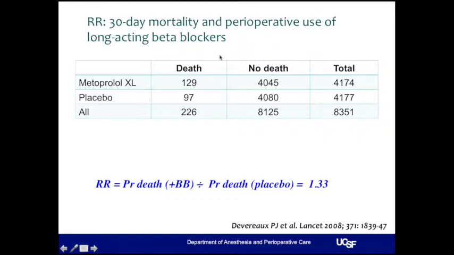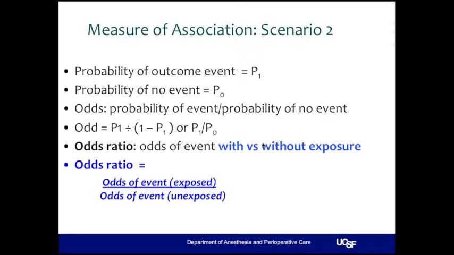The 30-day mortality in use of long-acting beta blockers also was very concerning. We saw here the people who died, and some got metoprolol, some didn't, and all the others who didn't die, those with metoprolol and those with the placebo. And doing the arithmetic, the probability of death with the beta blocker divided by the probability of death with the placebo is going to be 1.33. So you had a greater relative risk of dying if you were given the beta blocker.